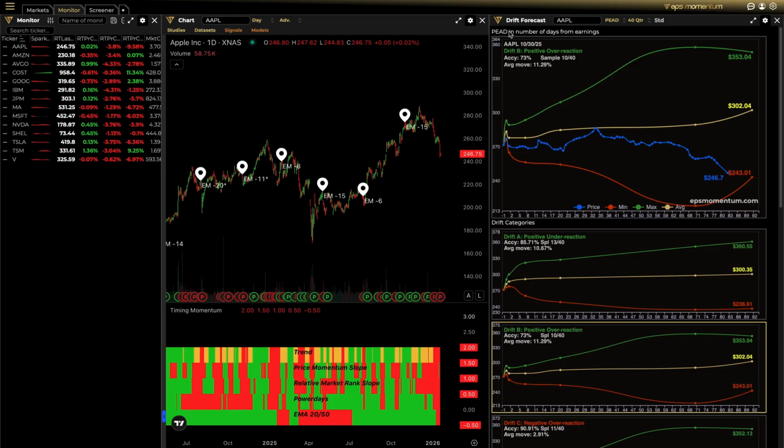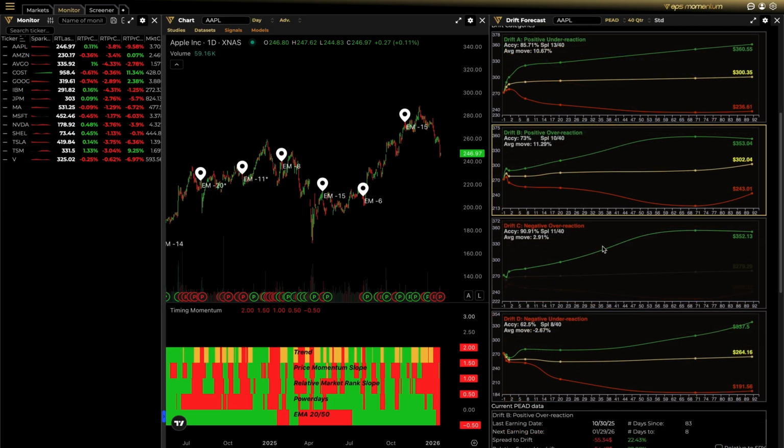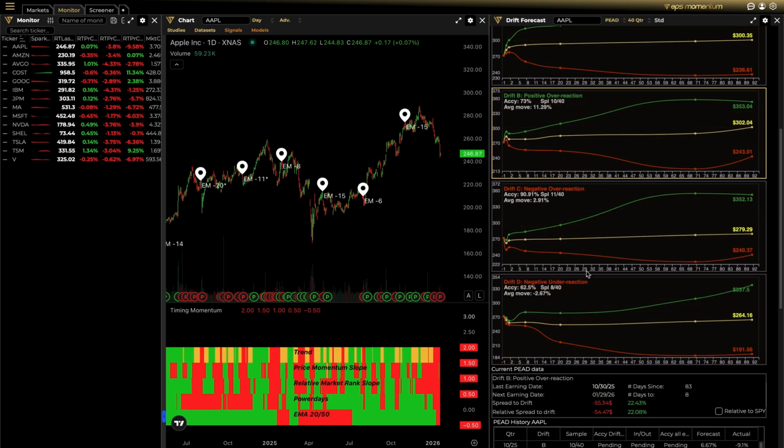Each quarter is then placed into one of 4 drift types based on 2 things: whether the reaction was positive or negative, and whether investors overreacted or underreacted. Drift A means earnings were positive and investors underreacted. Drift B means earnings were positive, but investors overreacted. Drift C is a negative reaction with overreaction. Drift D is a negative reaction with underreaction. These 4 groups help us understand how price usually behaves after earnings in different situations.